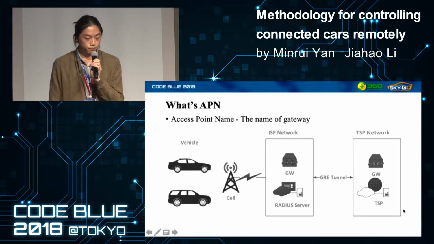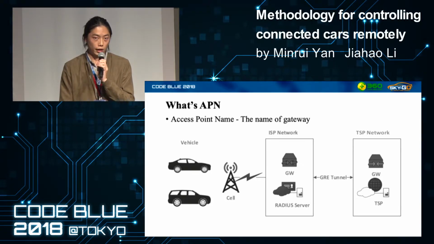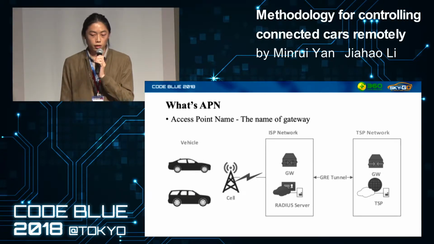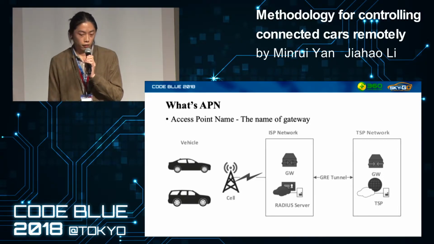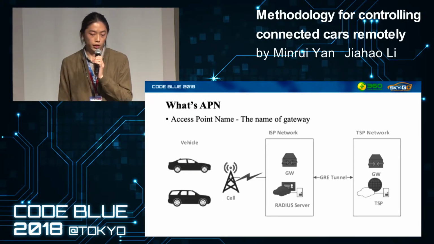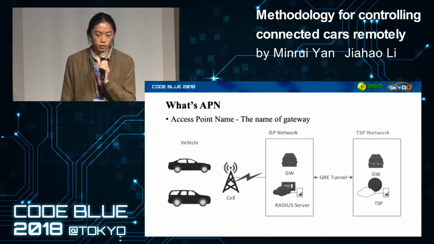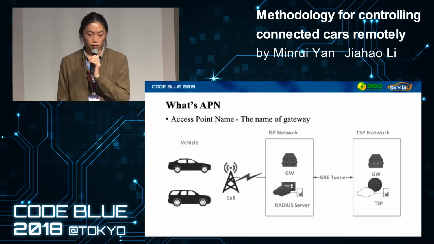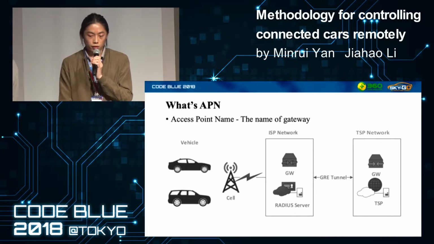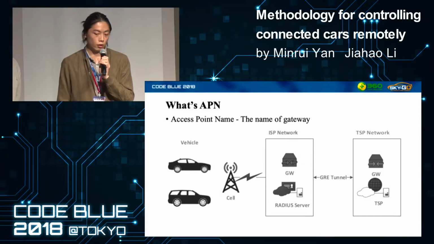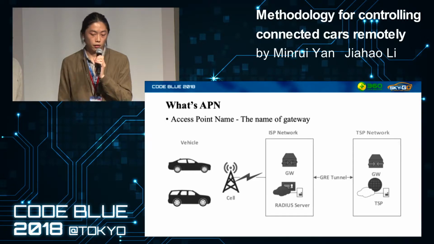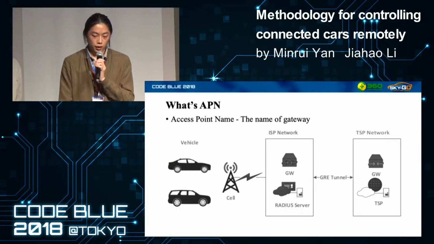So what's the APN? APN stands for Access Point Name. It is the name of the gateway. The Internet service provider could set a different APN for different network situations. Some sensitive devices use a 4G module combined with APN to make the network convenient, safe, and reliable, such as ATM, POS, and telematics. The TSP connects to the vehicles via the MSTP private line.